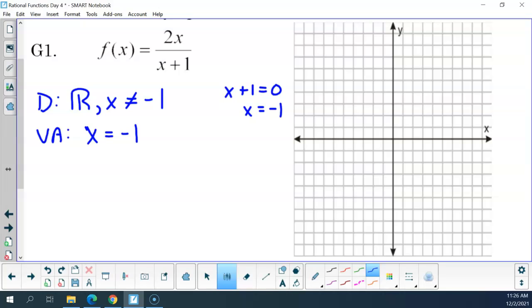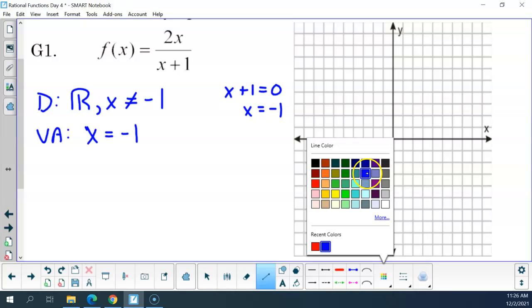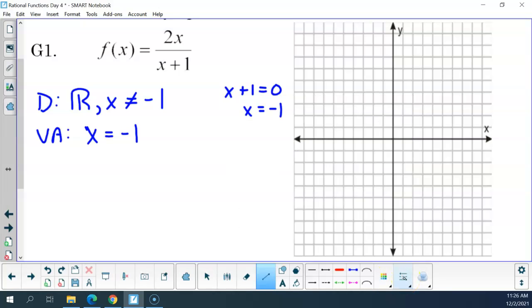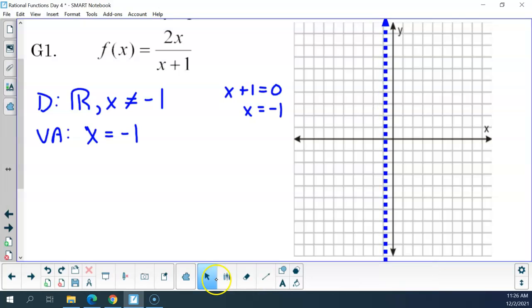How is that going to go on my graph? Dash line at x equals negative 1, right? Okay. All asymptotes are always dashed, yes. All the way across. Nice thing is you don't even need a straight edge for this one because vertical and horizontal, they should be on the grid line. But if you want to use one, I'm not going to stop you. Okay? Step number 1 has now been completed.